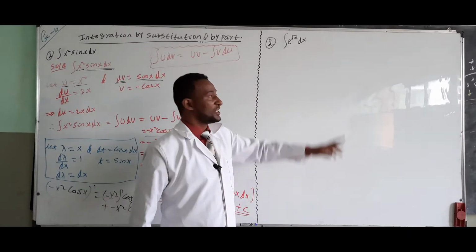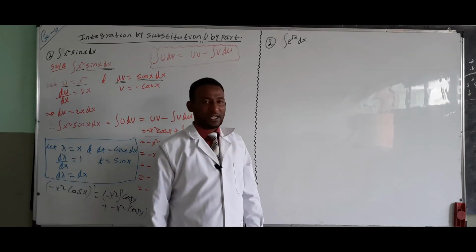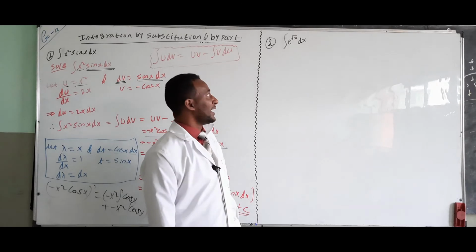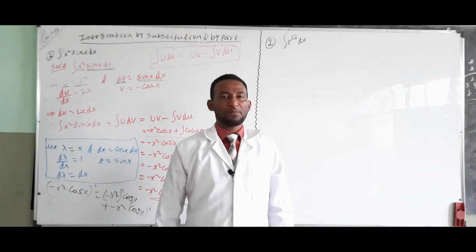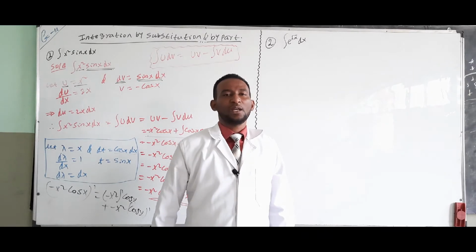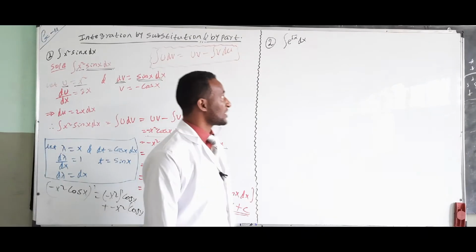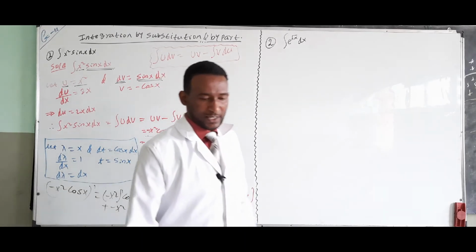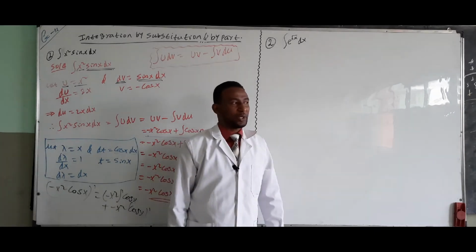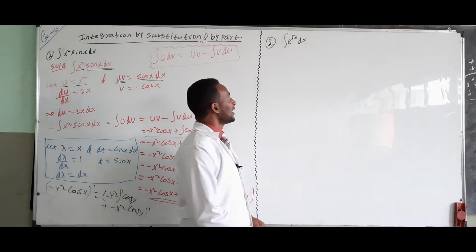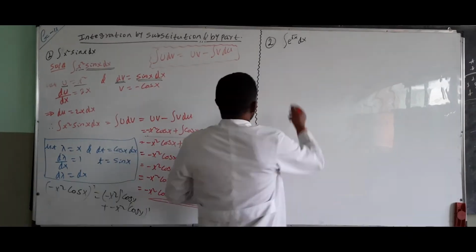The second question is the integration of e to the power of radical x dx. This is taken from a model exam question developed by the Akaki Kaliti Subcity Education Bureau in 2013 as Ethiopian calendar, or 2021 as Gregorian calendar. Let us try to solve this one.